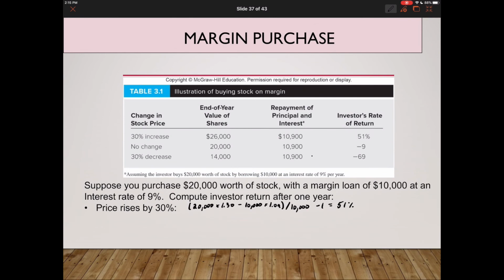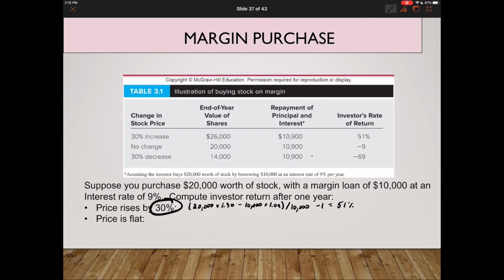Without the margin, I would have only earned a return of 30% on my investment, but by having that additional $10,000, the difference between the 30% return and the 9% interest adds an extra 21% to my return. So if I just used my funds as opposed to a margin purchase, I would have had a 30% return, but by doubling my investment in this good time, I've increased my return an additional 21% to a total of 51%. Now what happens then if the price is flat?